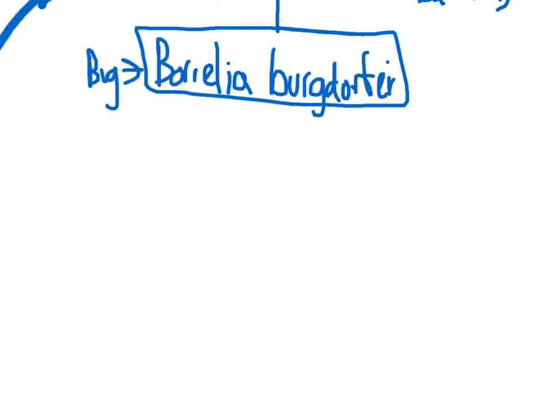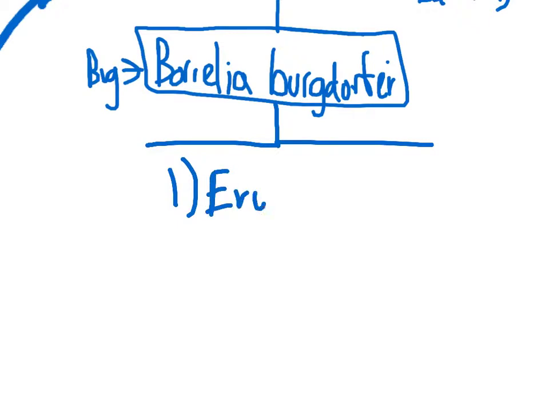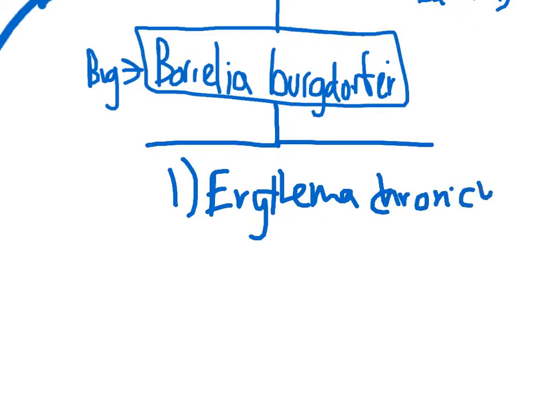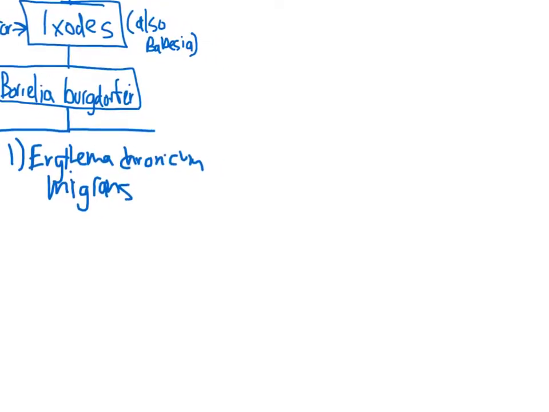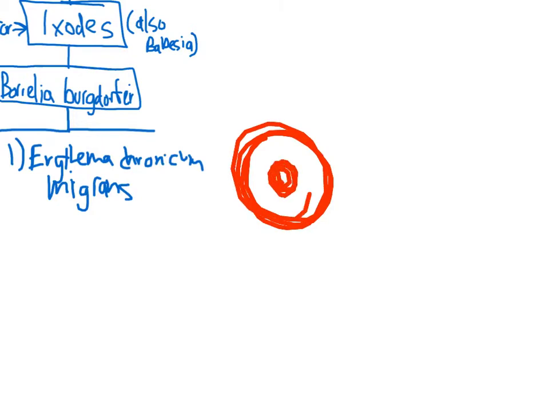So we have our bug, which is Borrelia burgdorferi, and there's 3 stages to this disease, and let's just talk about the first one. So the first one, there's 2 things. The first thing is something called erythema chronicum migrans, okay? And this is a pathognomonic lesion for this. So if you see this, then you know that this is definitely the disease. So let me just draw out what it looks like for you. Pretty much it's a red target-shaped rash.